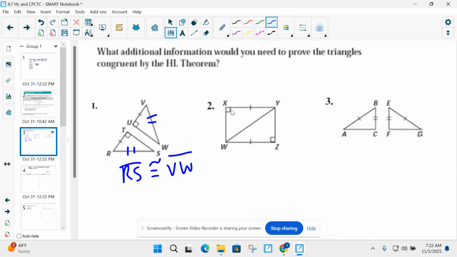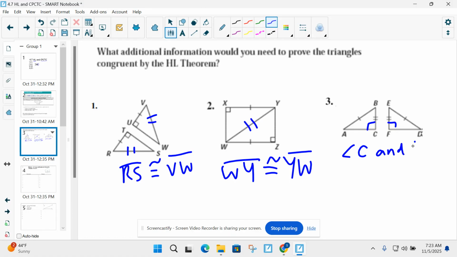For number 2, for these two triangles here, you have the leg, you have the right angle, but you need to know that the hypotenuse is congruent. And we can say that here because they're overlapping. So by reflexive property, WY is congruent to YW. Okay, so for number 3, we need to know that there's a right angle here. So it would be angle C and F, because then these two would be your hypotenuse and then these two would be your leg. So angle C and angle F are right angles.